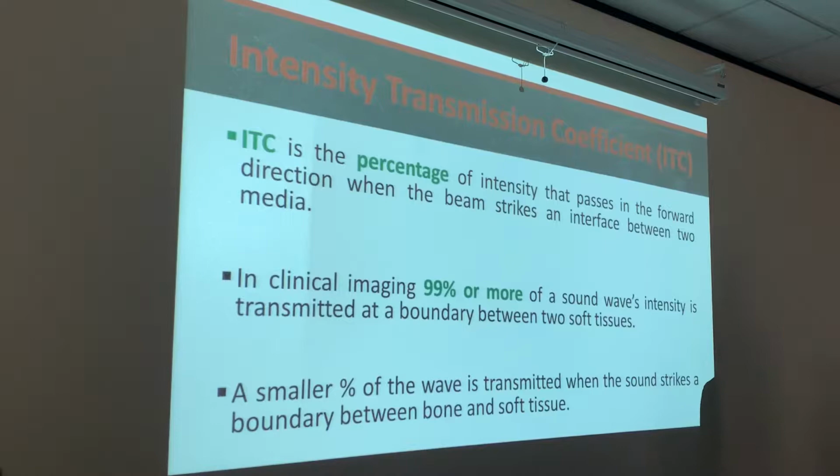So is the shadowing artifact the same as posterior enhancement? Definitely not. Posterior enhancement is because the sound is able to transmit. It's not being impeded at all, so it's able to transmit. It's transmitted actually easier. That's why you're getting that enhancement.